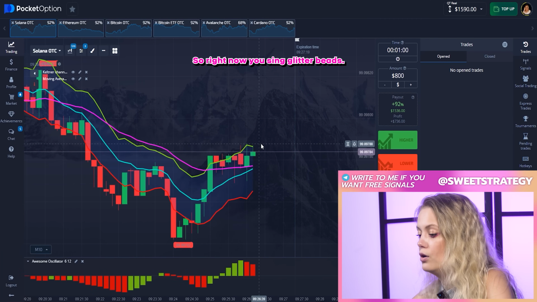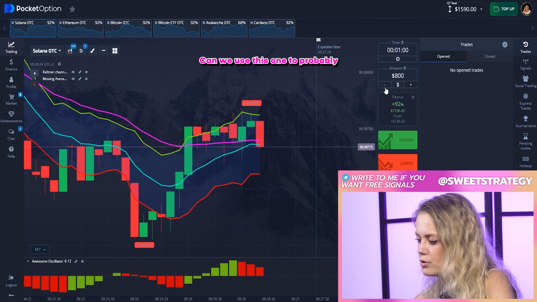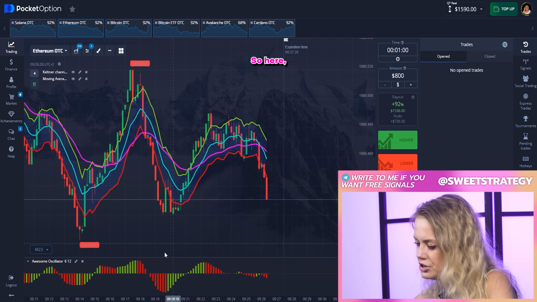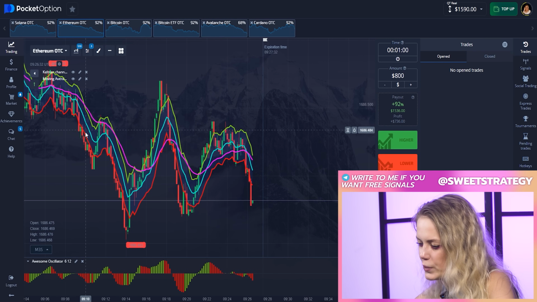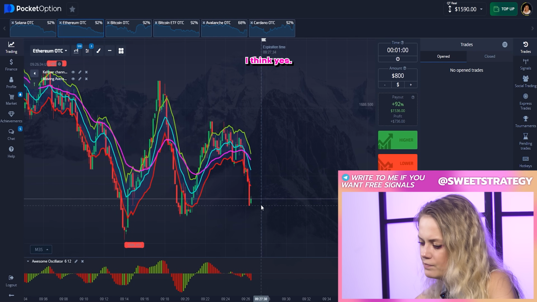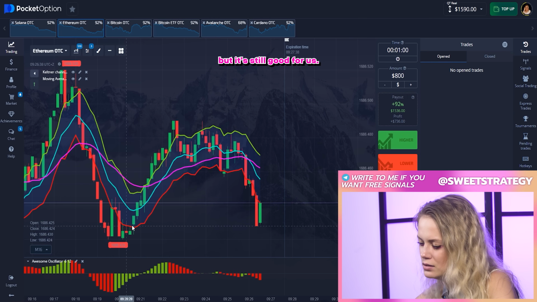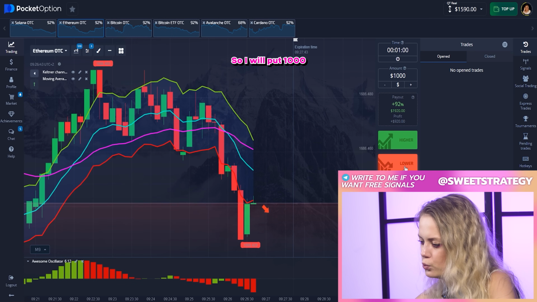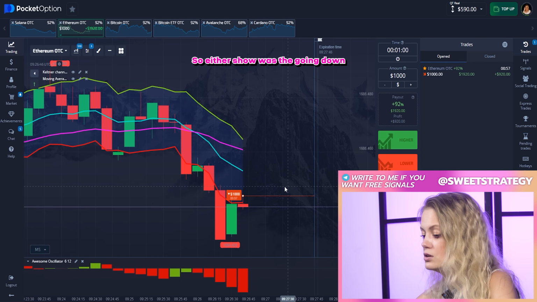So right now, let me think a little bit. Can we use this one? So probably it's better to change. So here, does it have the potential to go more down? I think yes. It doesn't look like our strategy about the Keltner channel, but it's still good for us because it has big potential to go more down. So I will put 1000, and yes, you see that the Awesome Oscillator shows a going-down position.